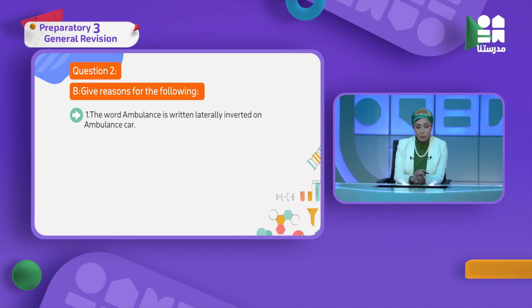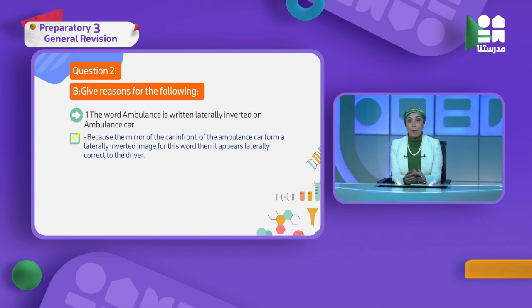Give reasons for: The word ambulance is written laterally inverted on the ambulance car. Why? Because the mirror of the car in front of the ambulance car will form a laterally inverted image of the word, so the driver can see it in the mirror in its correct shape, so he can read it carefully.